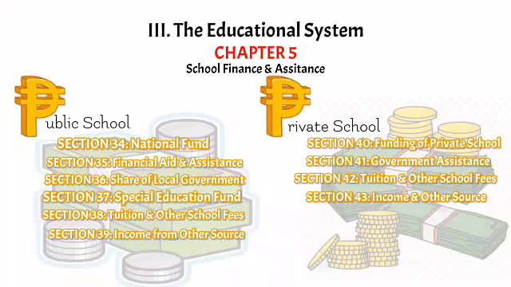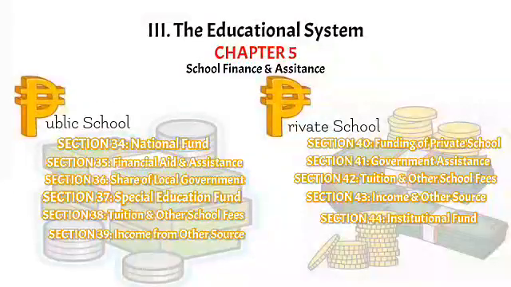In Section 43, Income from other source. Private schools can also accept grants and donations from individuals, organizations, and companies. In Section 44, Institutional Fund. It is the profit of the school from the school fees and other charges.